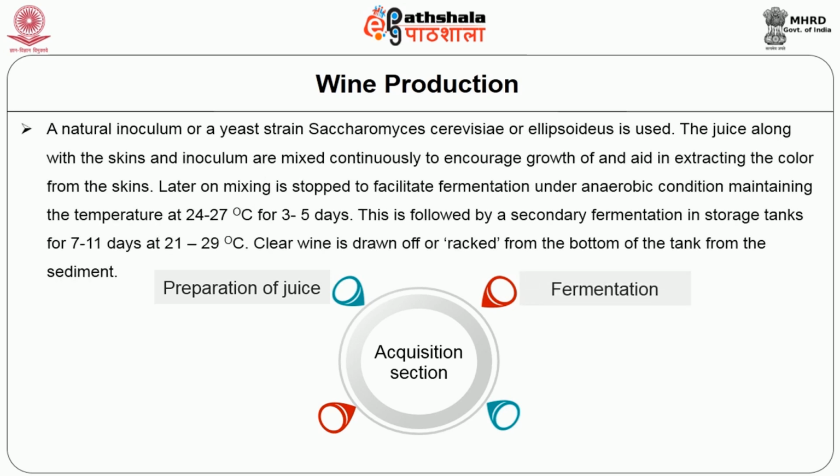A natural inoculum or yeast strain, Saccharomyces cerevisiae or ellipsoideus, is used. The juice along with the skins and the inoculum are mixed continuously to encourage growth of yeast as well as aid in extracting the color from the skins. Later on, mixing is stopped to facilitate fermentation under anaerobic conditions, maintaining the temperature at 24 to 27 degrees centigrade for 3 to 5 days. And this is followed by a secondary fermentation in storage tanks for 7 to 11 days at 21 to 29 degrees centigrade. Clear wine is drawn off or racked from the bottom of the tank from the sediment.